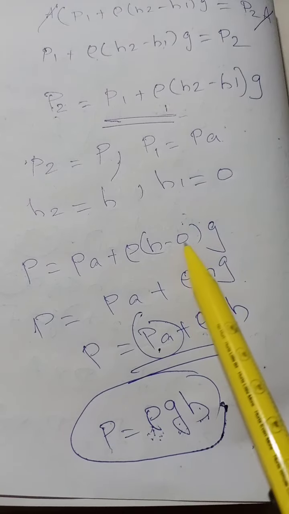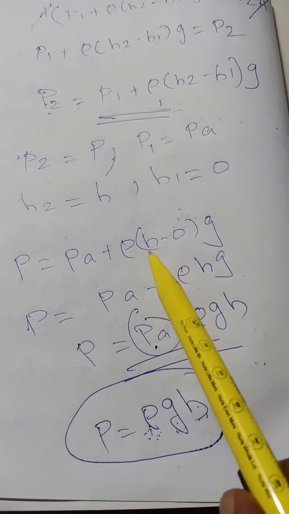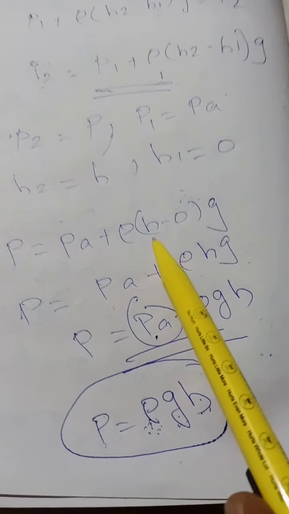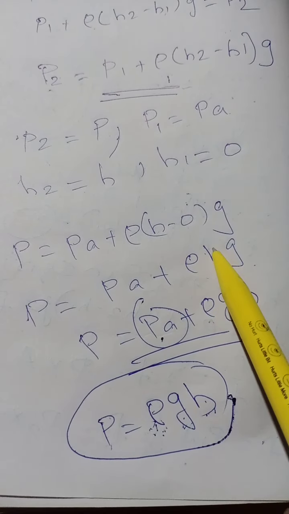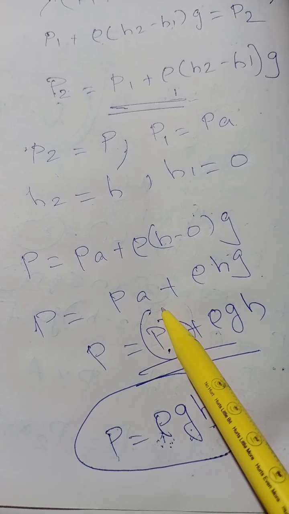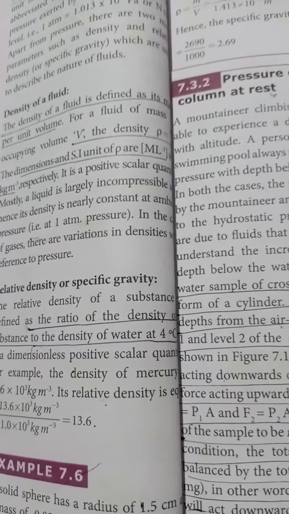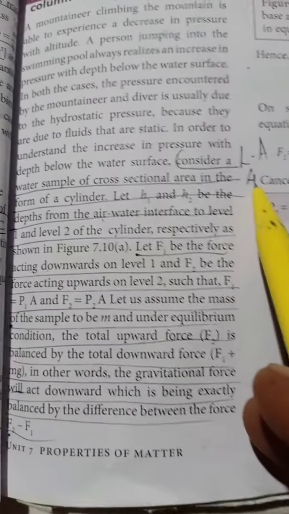Now we know that height h1 is 0. So h2 is h. So we will get P is equal to PA plus rho g h. Now the atmospheric pressure you can neglect. So when we neglect the atmospheric pressure, what will you get? P is equal to rho g h. And you can mark this question. It is a long answer, question number 4. From this part you can mark.